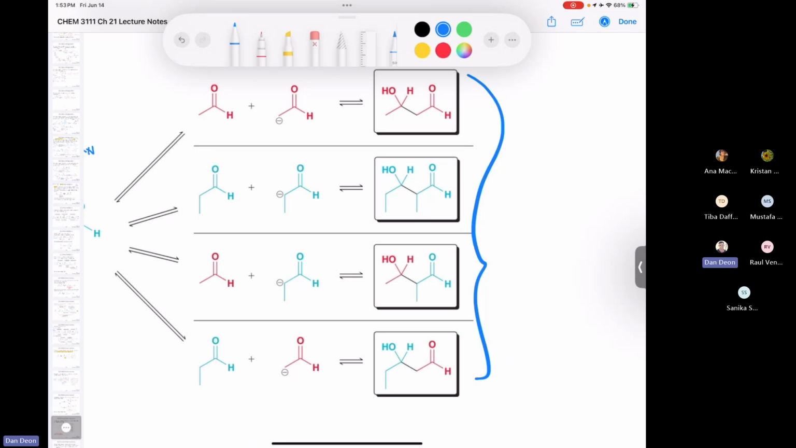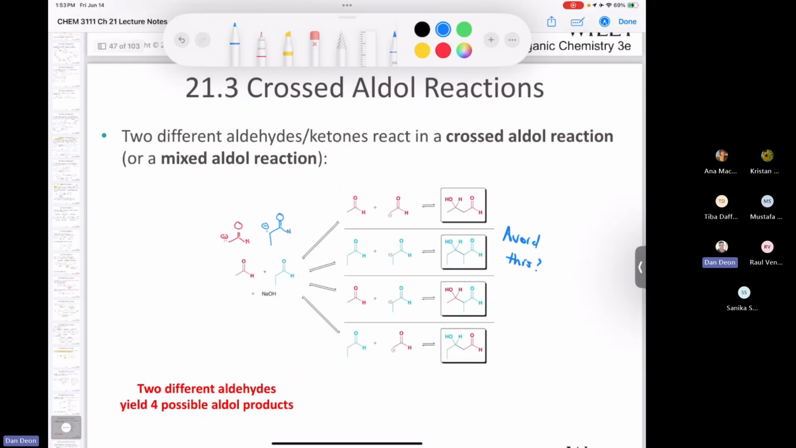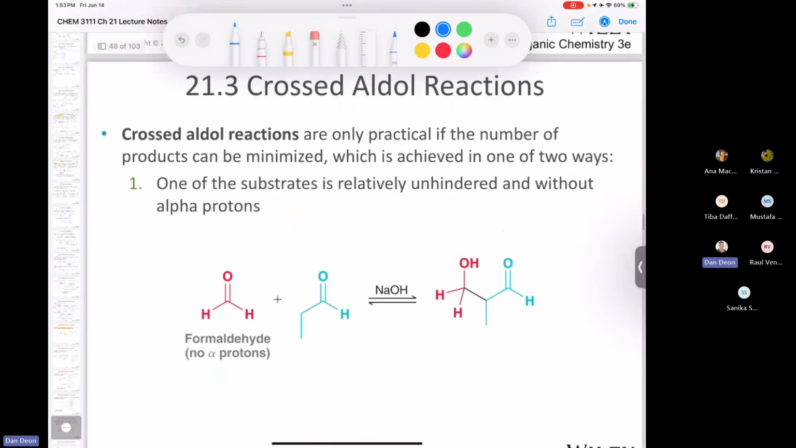And so what we do to avoid this? Is there a way to do that? And the answer is yes. We use what are called crossed aldol reactions. So take a look here. Now it says here, a crossed aldol reaction is only practical if the number of products can be minimized, which is achieved in one of 2 ways.